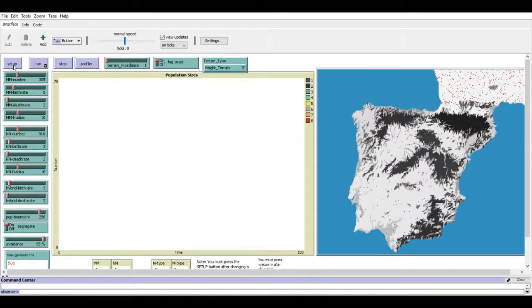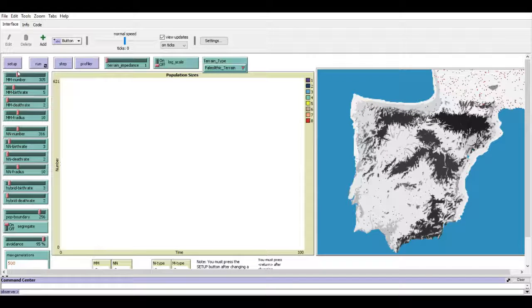Hitting the setup, we see that the map is turned to a grayscale, where darker colors represent higher elevations, the highest elevations being the Pyrenees Mountains between Spain and France. Features on the left side of the screen are from the initial model. These include the starting numbers of Neanderthals and anatomically modern humans, including birth rates, death rates, and movement radiuses for both, as well as birth rates and death rates for hybrids.